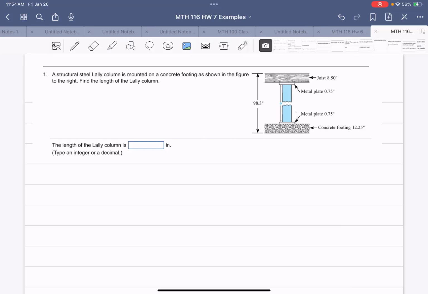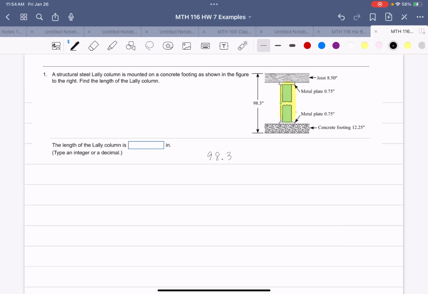Example 1. A structural steel lally column is mounted on a concrete footing as shown in the figure to the right. Find the length of the lally column. So we want to know just the lally column, which is this blue part in here. Okay, so we know the total is 98.3, and we're trying to reduce it down to just that center part, so we have to take away all of these other numbers.